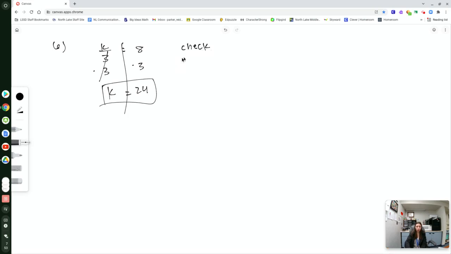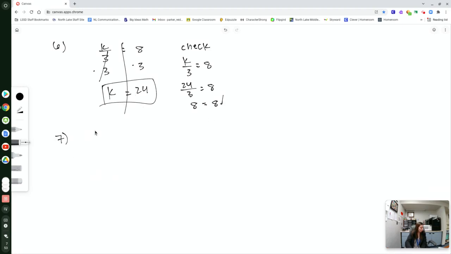And I'm going to check just to be sure. So I'm going to take my original equation, k over 3 equals 8. I'm going to turn k into 24 because that's what I think it's supposed to be. 24 over 3, that means 24 divided by 3, which is 8. 8 equals 8. Perfect. That means my solution is correct. K does need to equal 24 to make this equation true.